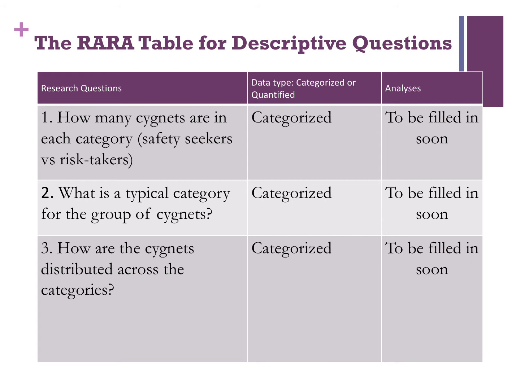The second question, what is a typical category for each group of signets? And then the type of data, again, is categorized, and the analysis will be filled in soon. We will look at the different options for analyses in the next lesson. Question 3, how are the signets distributed across the categories? Again, the variables are categorized, and we'll fill those in soon. Notice this is a special kind of table for descriptive questions because the variable type for each question is called categorized.